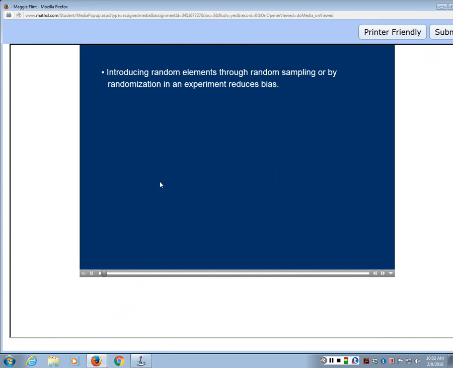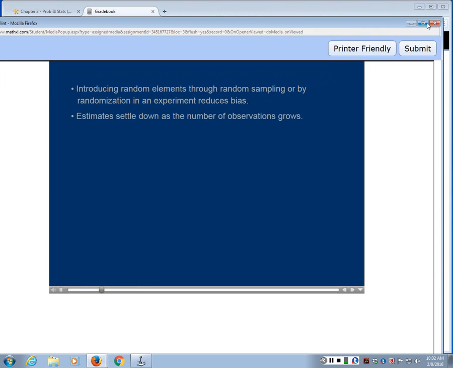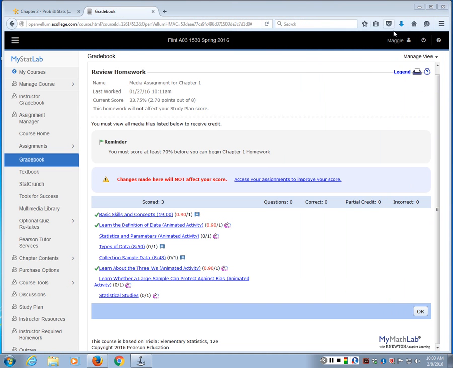We have seen that introducing random elements in the form of random sampling or by randomization in an experiment reduces bias, and that estimates settle down as the number of observations grows. Both of these conclusions help us to extend our understanding from the data at hand to the population at large. Well, maybe I'll show you. This extension is There we go.